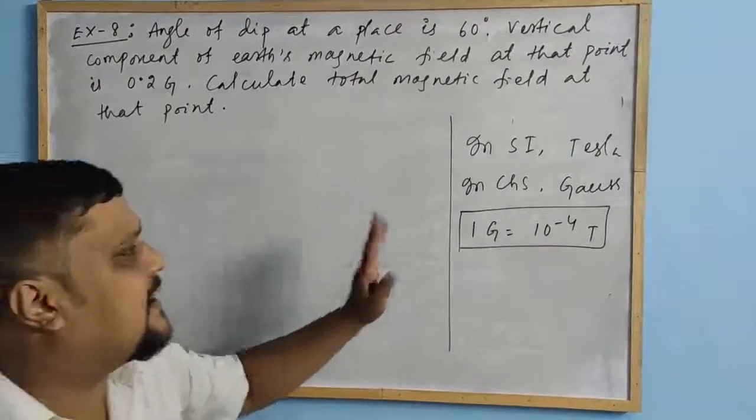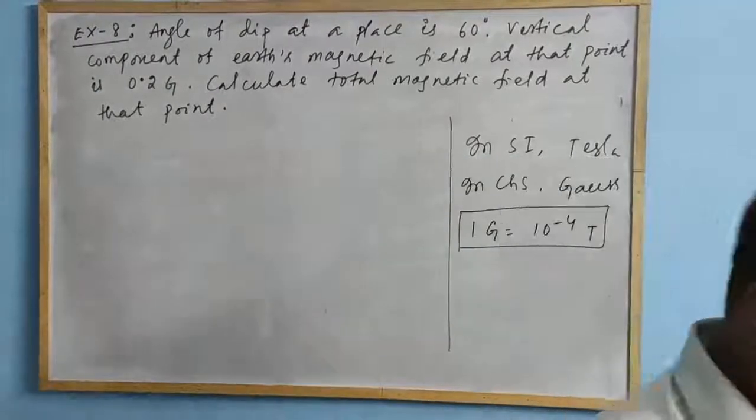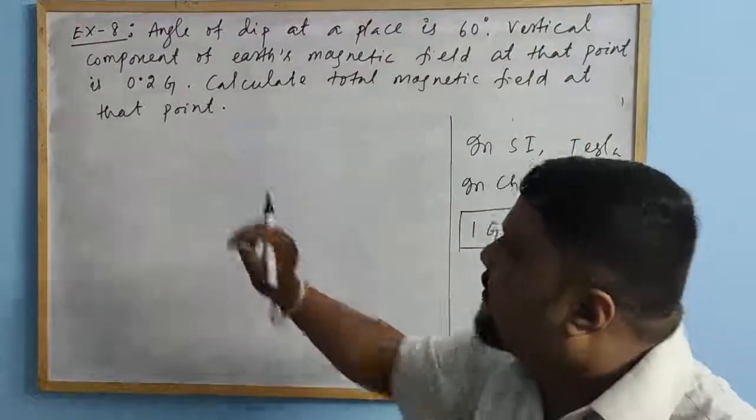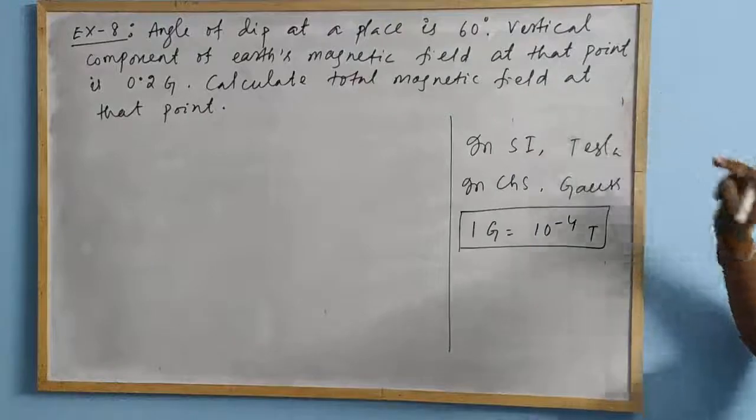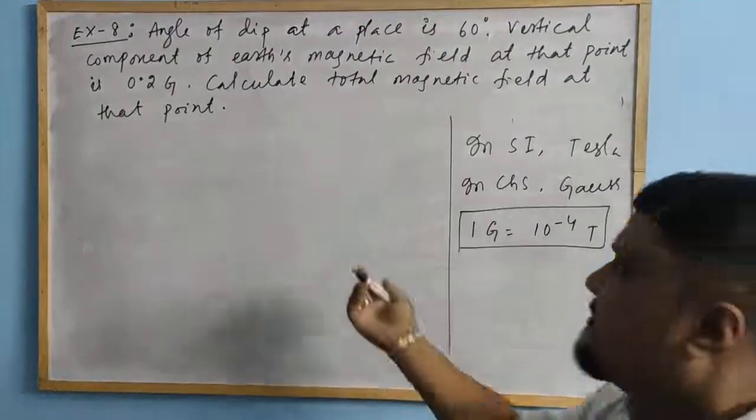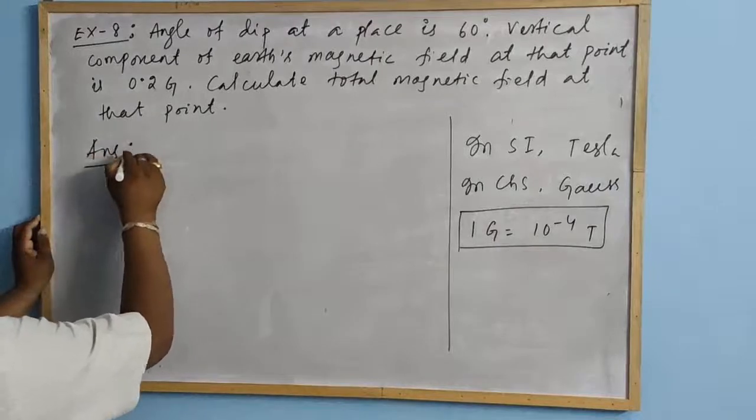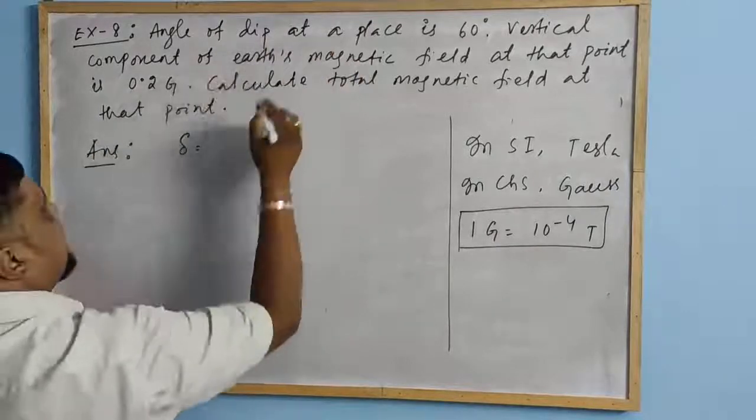So always you are calculating this in SI. Always you are taking that in SI. So the magnetic field at that point is 0.2 Gauss. Calculate the total magnetic field at that point. So this is a direct formula. You know that the angle of dip, delta, is given as 60 degree.